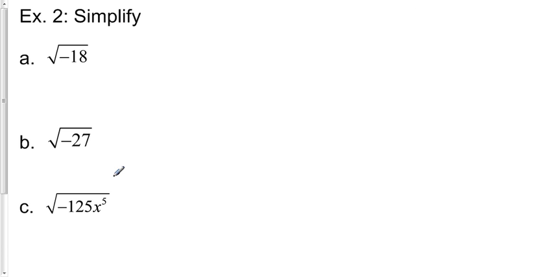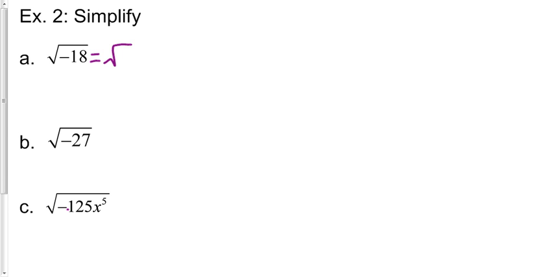We're going to simplify these square roots. You'll notice that in each one now I have a negative sign under the square root sign, and so an i is going to be a part of my answer. Okay, so -18. Let's think of factors of 18. 3 times 6 or 2 times 9. Now I want one of them to be a perfect square, and so I need to use 2 times 9. Those are the square roots here.